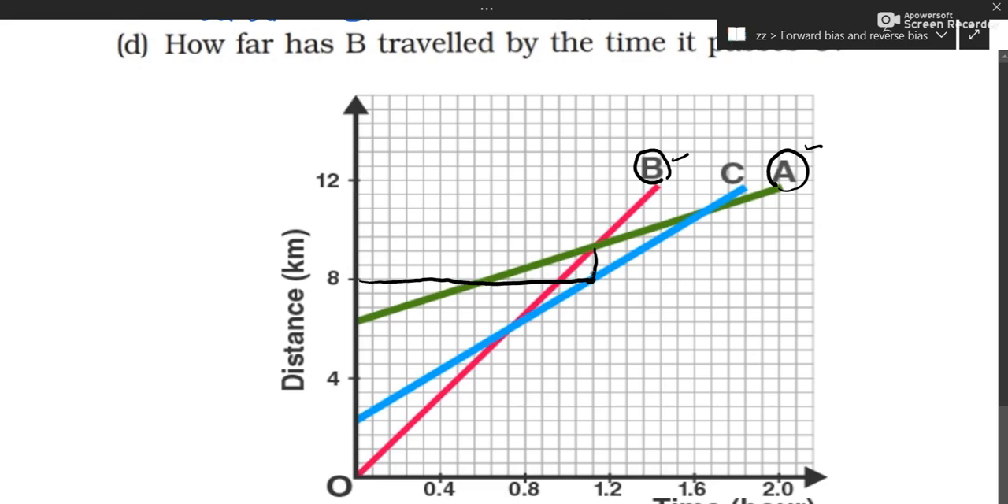So where is C right now? The position of C is at 8. But what is their question? How far has C traveled? They are not asking where C is, but how far it has traveled. So what is the initial position of C? It's here. This is the initial position of C.